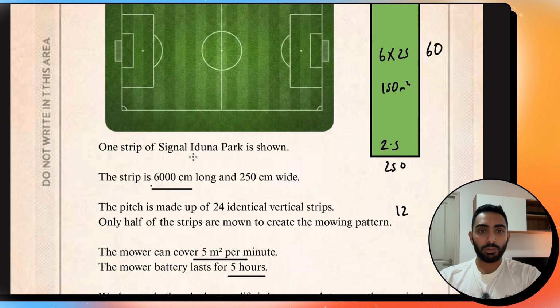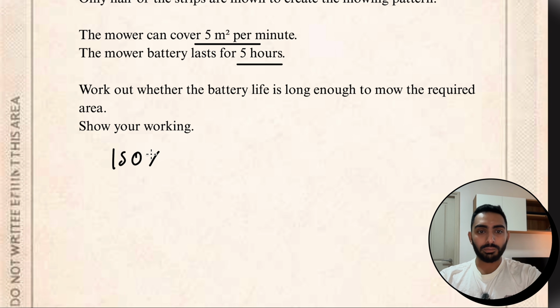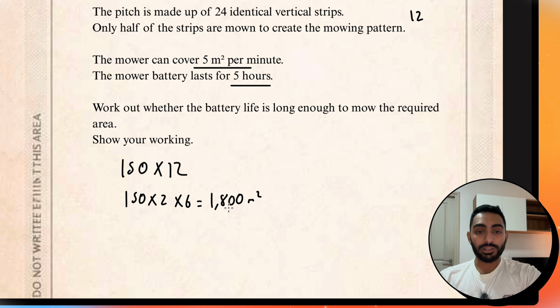It said there's 24 strips, and you can see the 24 strips, but we're only mowing half of them. That means we're doing 150 times 12. Maybe break this up into a 2 and a 6. 150 times 2 would be 300, and then times it by 6, which would be 1,800 meters squared. That's the amount of grass that we need to mow.